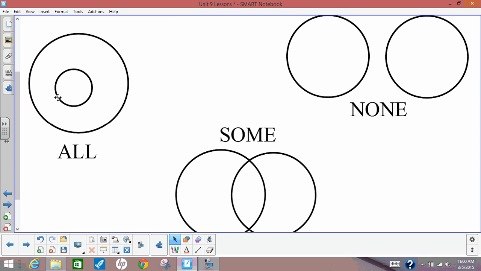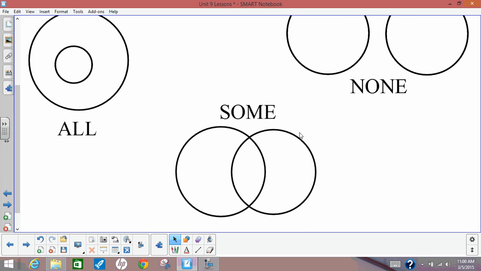If we have a circle, and we usually use circles, if we have a circle contained in another circle, it means all. If we have two circles not touching or intersecting at all, it means none. And then a little bit of an overlap like this one will mean some. And that's going to make a lot more sense when we do some examples. So just know something inside of something's all, two circles separately means none, and some overlap is going to tell us some. So it means they share some qualities.